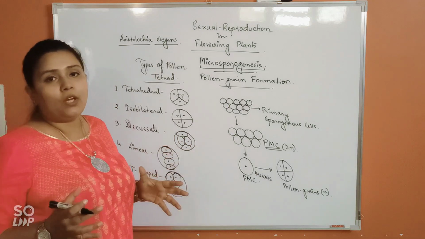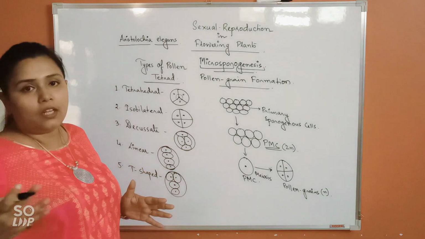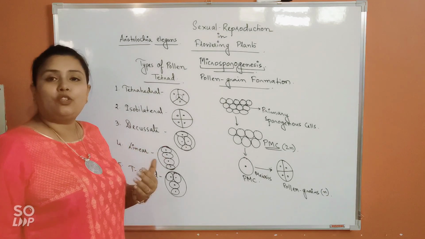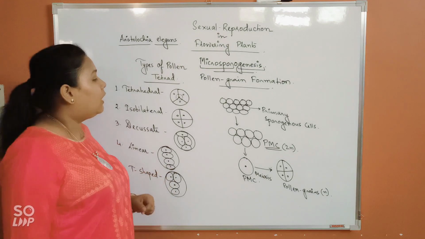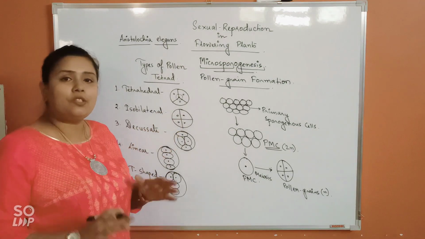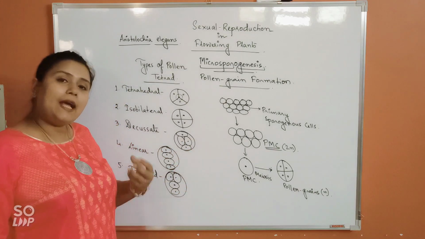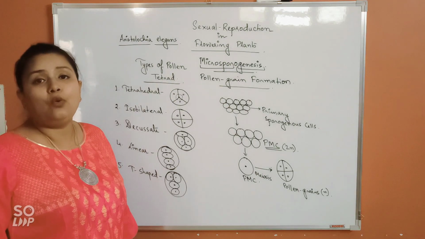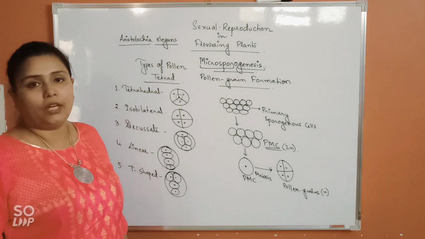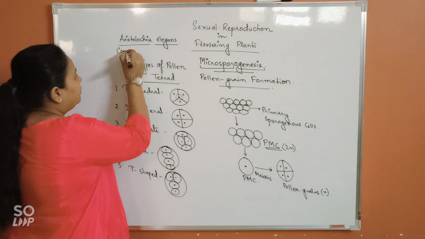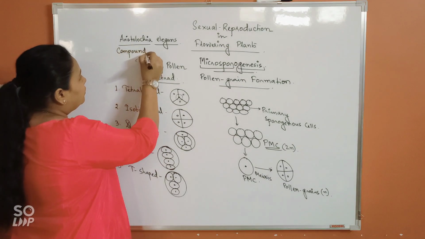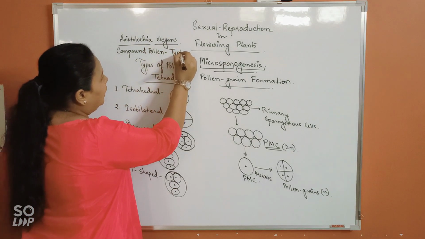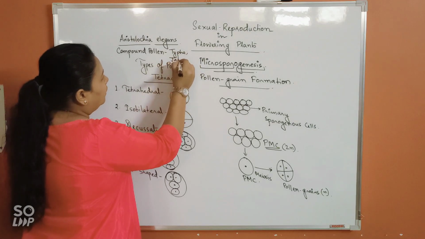So, individual pollen grains will be mostly formed in the angiosperms. But in certain species like Jatropha or Typha, these 4 pollen grains will not separate. They will remain together as a tetrad itself. We call such a condition a compound pollen grain. So examples of compound pollen grain will be Typha and Jatropha.